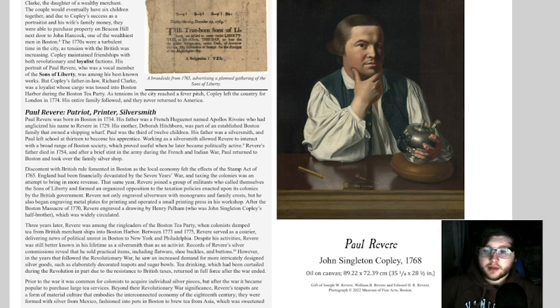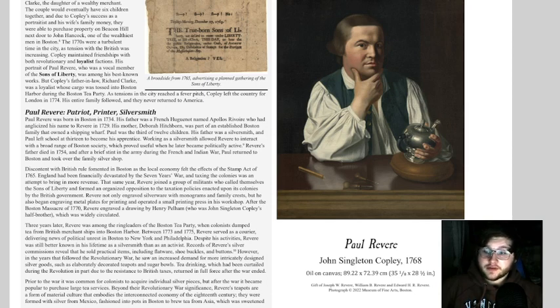After the Boston Massacre of 1770, Revere engraved a drawing by Henry Pelham, who was John Singleton Copley's half-brother, which was widely circulated. 3 years later, Revere was among the ringleaders of the Boston Tea Party, when colonists dumped tea from British merchant ships into the Boston harbor.